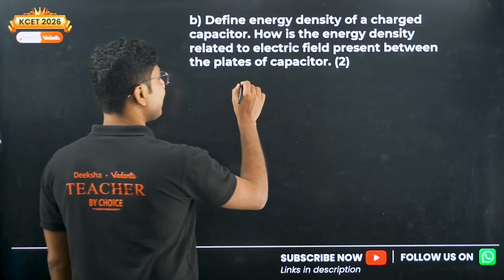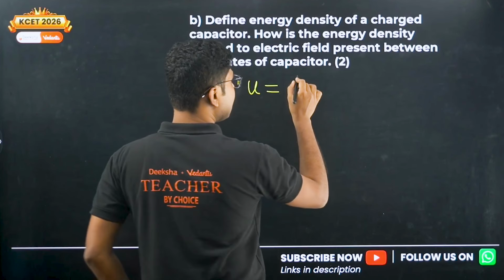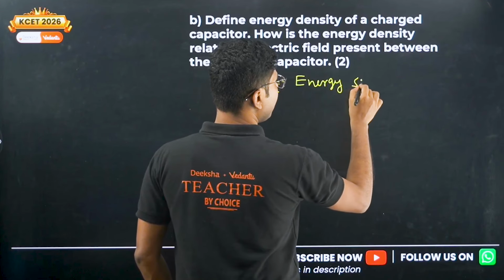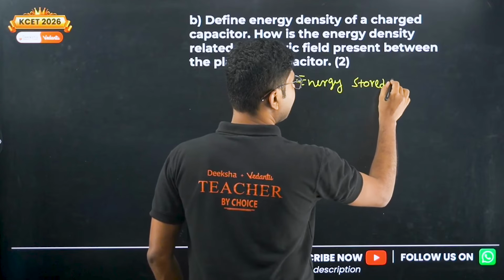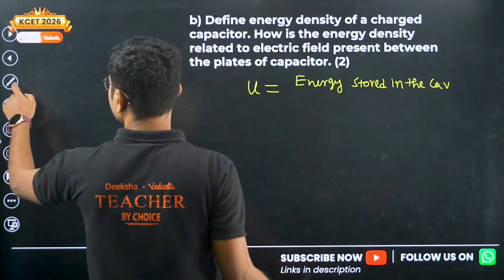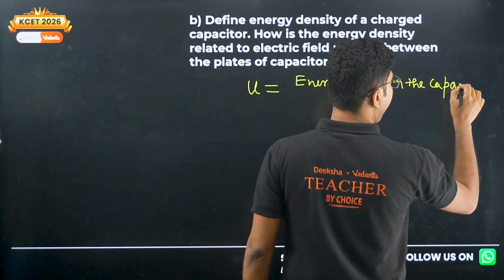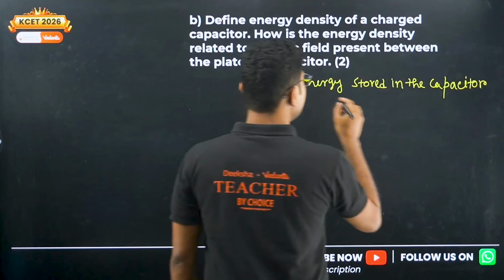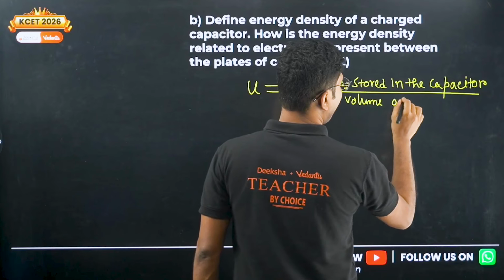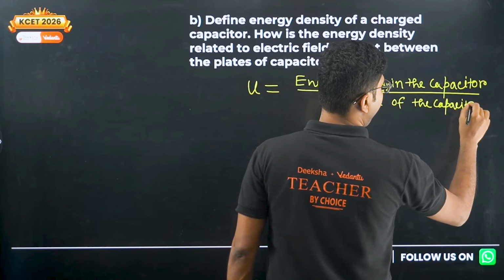Energy density is given by small u. It is defined as the energy stored in the capacitor divided by the volume of the capacitor. This is called energy density.